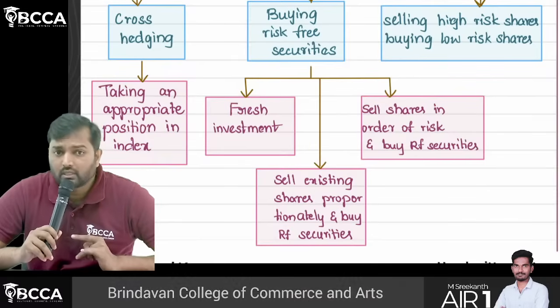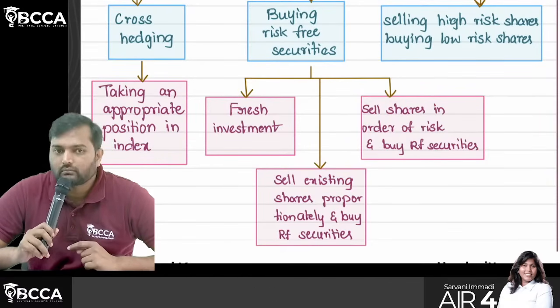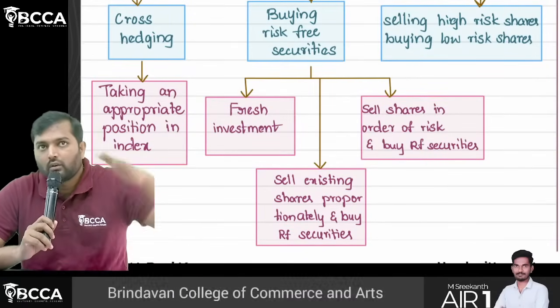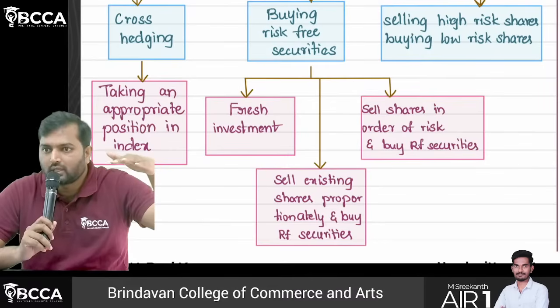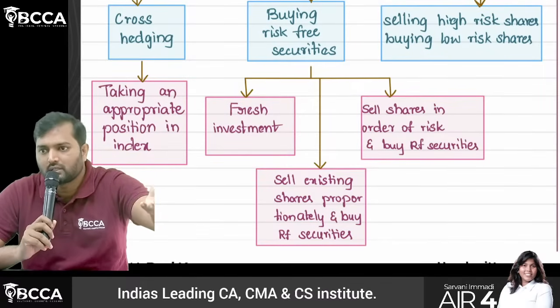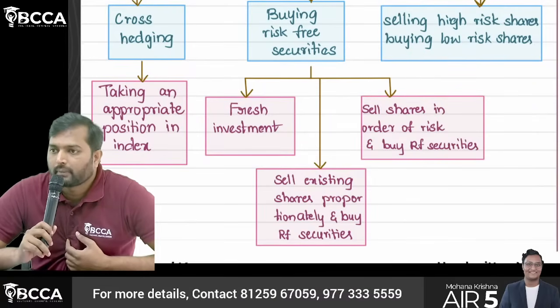Next, sell shares in the order of risk and buy risk-free securities. What is the third category? We are not going to sell the shares proportionately. We are going to sell the shares in order of risk. High risk shares are sold first and we buy risk-free securities.